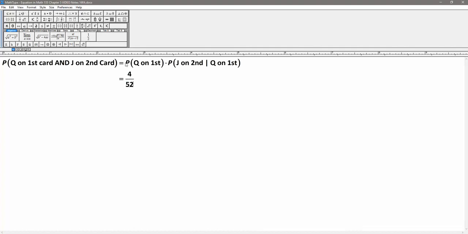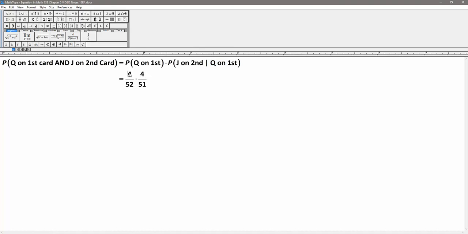So the first probability is easy because it's the same thing you learned in 5.1. 4 queens out of 52, no trouble. But the second one, let's see here. Since we didn't replace the first card, there's only 51 cards left. So now we have to ask ourselves how many jacks are left, given that I've already dealt myself a queen of some kind on the first card. Well, there are 4 jacks left because I didn't deal myself a jack, I dealt myself a queen.